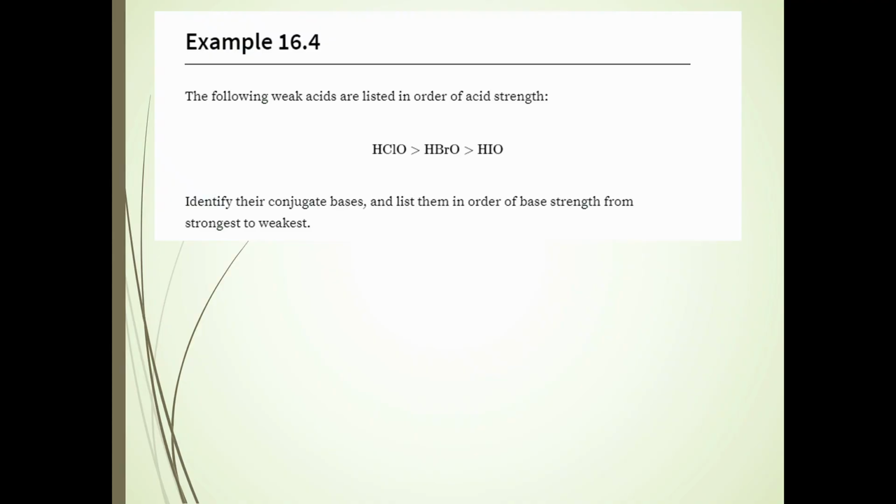So the strength flips. So if HClO is a stronger acid than HBrO, which is greater than HIO, then their conjugates, having lost the H, will flip their strength. So IO minus will be greater than BrO minus, which will be greater than ClO minus. So the strongest of those acids becomes the weakest of those conjugates.